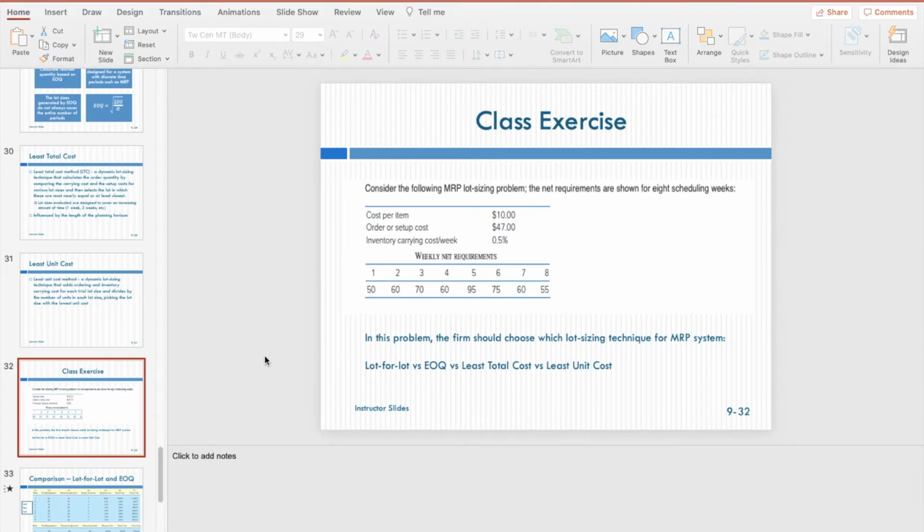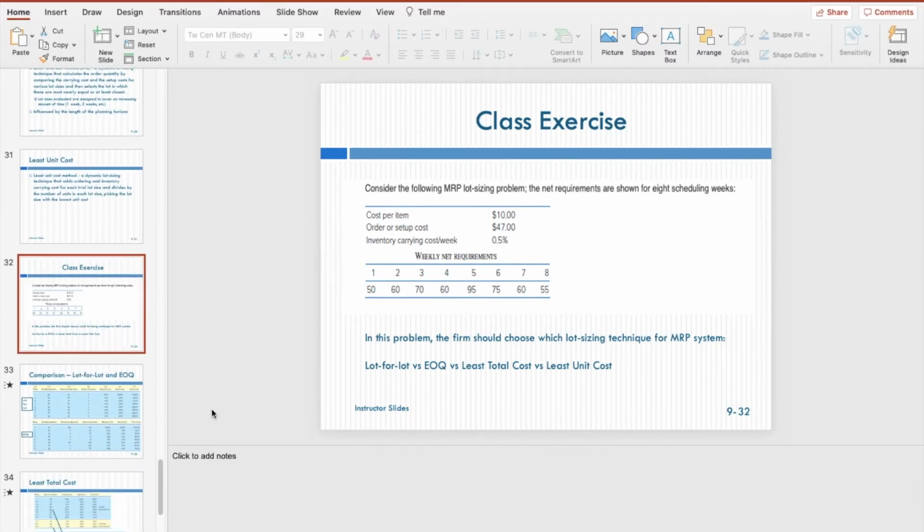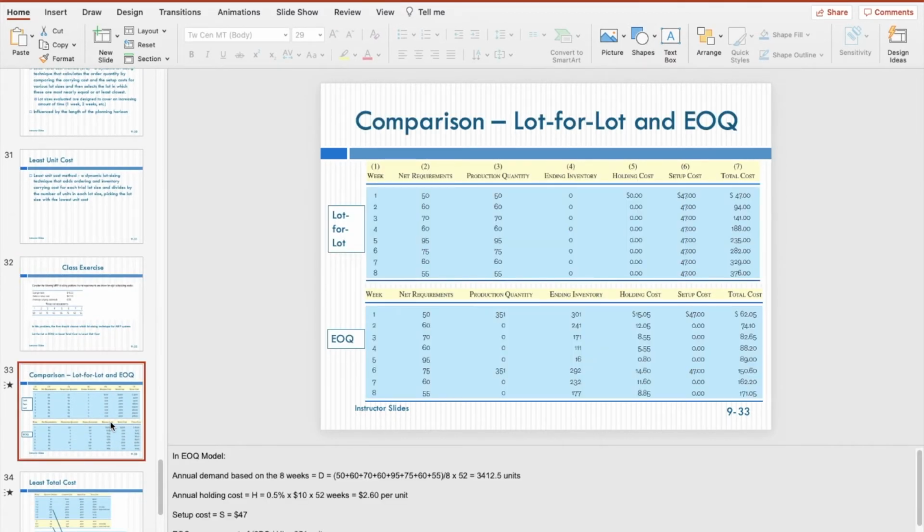Now, the question itself is very straightforward. We're trying to use these 4 different ways and see which one will actually give us the lowest cost in total. Now, let's start from the lot for lot technique. Lot for lot technique is actually the most straightforward way. It's easiest for you to calculate, but it may not be the most efficient way.